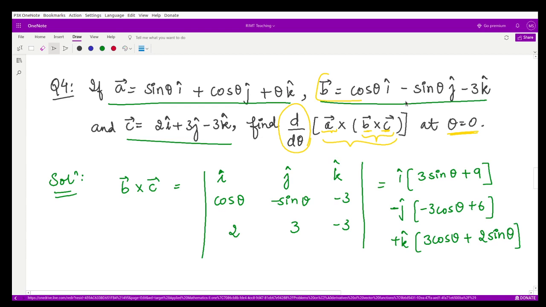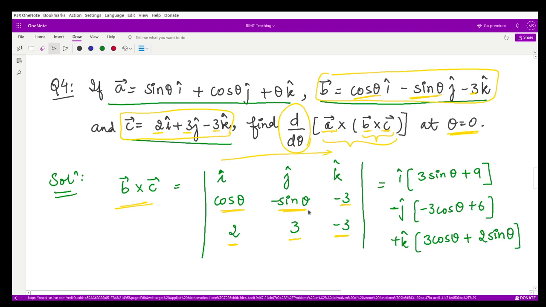So you take this vector B and you perform the cross product with this vector C. So how do you compute this cross product? You just take i cap, j cap and k cap, and then take the determinant of the coefficients. So it is cos theta, minus sin theta and minus 3, and then for vector C we have 2, plus 3 and minus 3. So when you take the determinant, it comes out to be i cap. So we are opening this determinant along this direction.